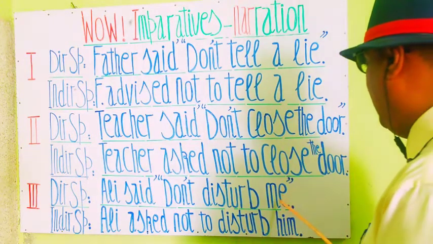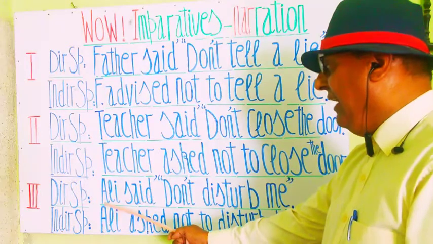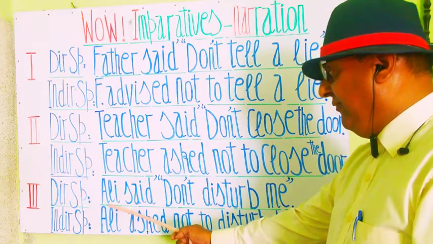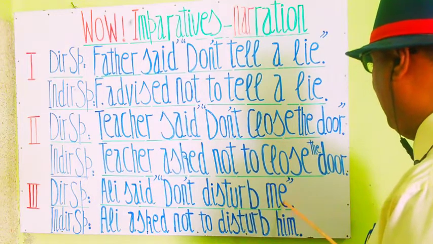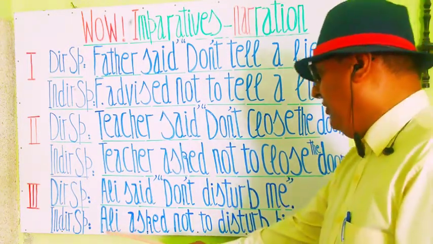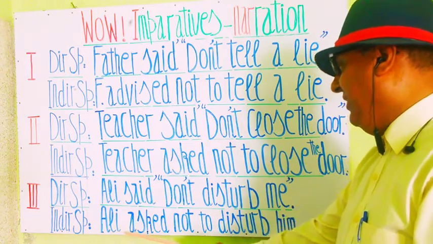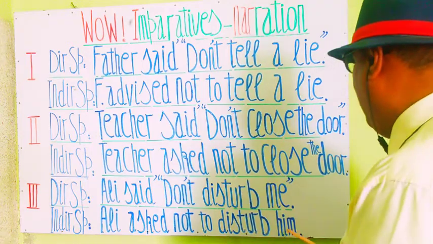Me is to be replaced by the outer subject Ali, and Ali's objective form is him. So we will write here him instead of me. Me is replaced by him. So this is the new formation, the new statement in indirect speech: Ali asked not to disturb him.